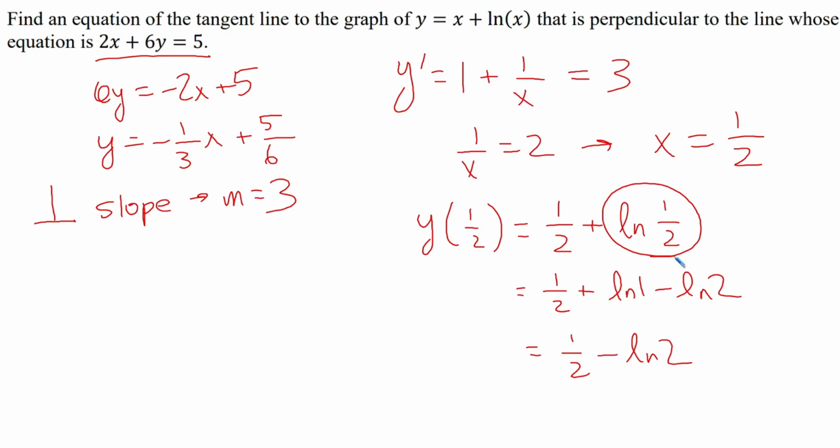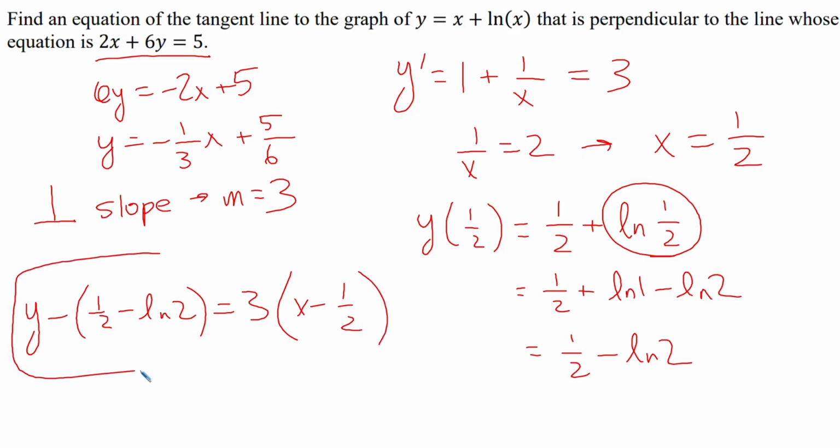So now when I write my equation, it's just going to be y minus the y value, which was not 3. The y value was the value we just found, y minus 1/2 minus natural log 2 is equal to the slope, which was 3, times x minus 1/2. And of course, if you really want to, you can put that into slope-intercept form. I probably did on the answer key, but it is not necessary for you to do that.